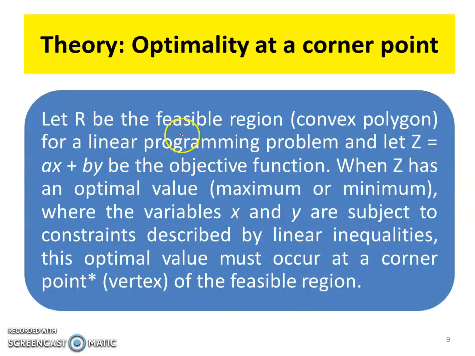So let R be the feasible region, which is a convex polygon, for a linear programming problem, and let Z = AX + BY be the objective function. When Z has an optimal value, maximum or minimum, where the variables X and Y are subject to constraints described by linear inequalities, this optimal value must occur at a corner point (vertex) of the feasible region. So you see this is very important: if it is not a corner point of the feasible region, then you will not have the optimal value.